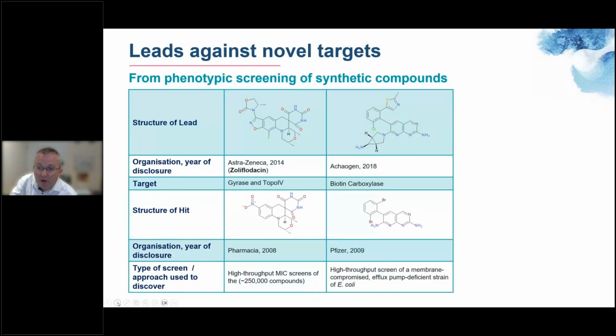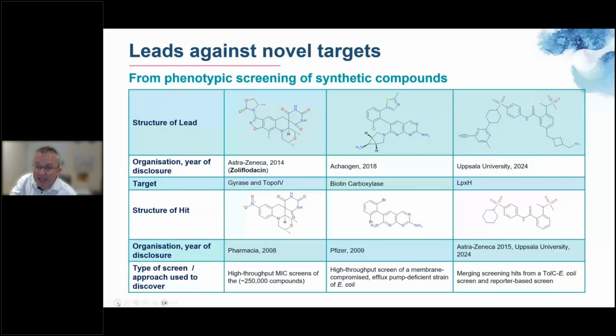Similar story for this biotin carboxylase project, where Pfizer screened their enormous chemical library against an efflux pump deficient E. coli strain and found this hit. And this project was taken on then by Achaogen, who reported a very nice lead compound in 2018, and hopefully this area can be further taken on by other organizations.